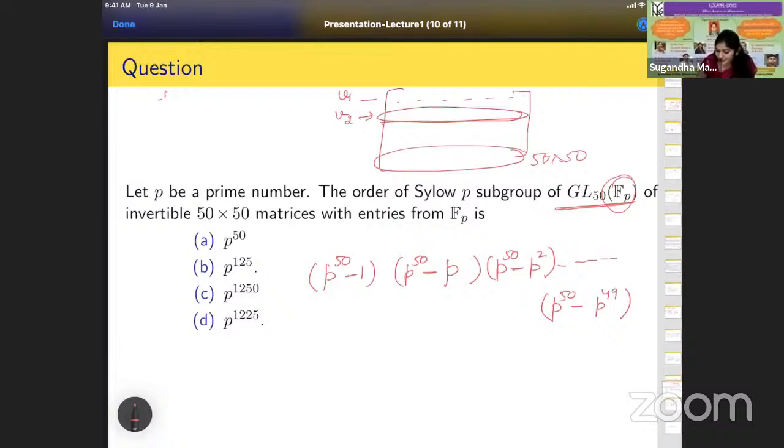And now the next part of this question is about Sylow p-subgroups, right? Sylow p means you have to look for the highest power of p which divides your group.